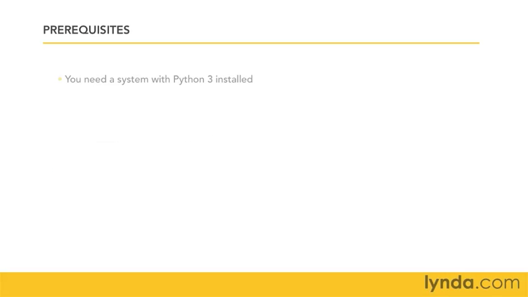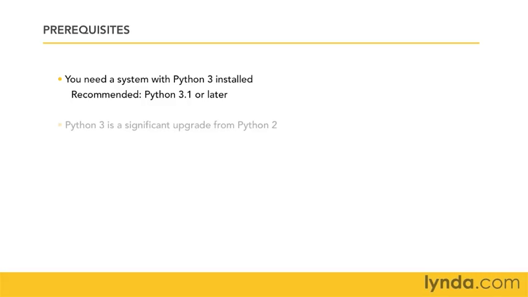Finally, you will need a system with Python 3 installed, and I strongly recommend Python 3.1 or later. The examples in this course are using Python 3.1. Python 3 is a significant upgrade from Python 2. Code written in Python 2 will not necessarily work in Python 3, and vice versa. It's essentially the same language, but there are some significant differences, and this course is about Python 3.